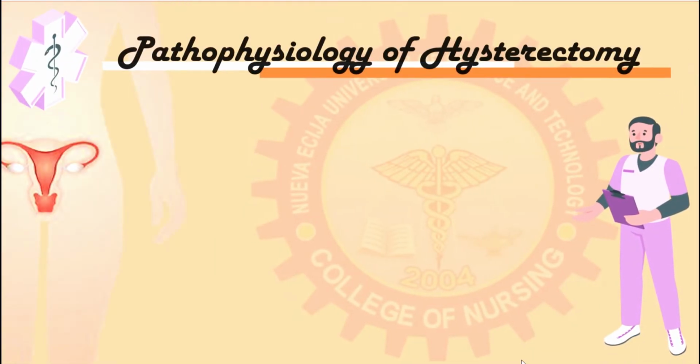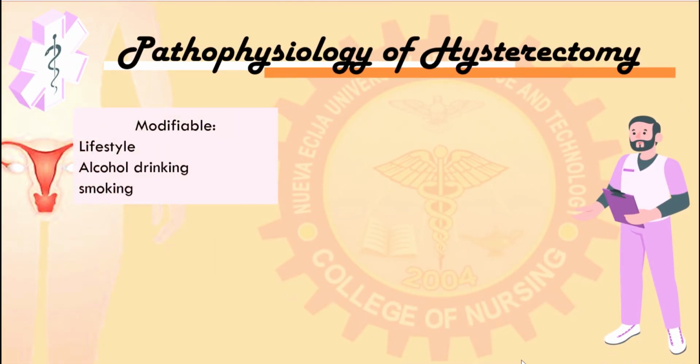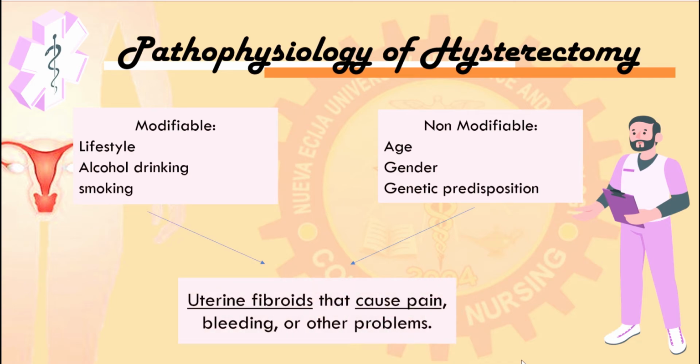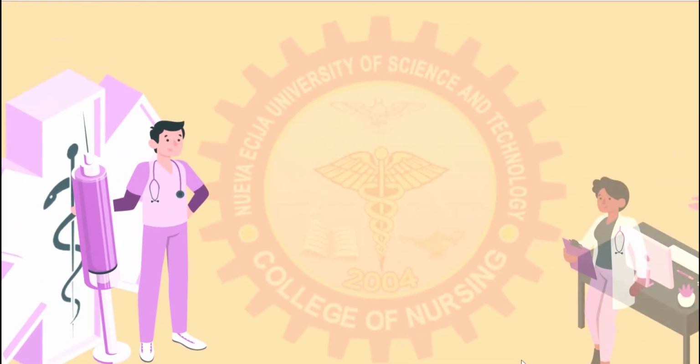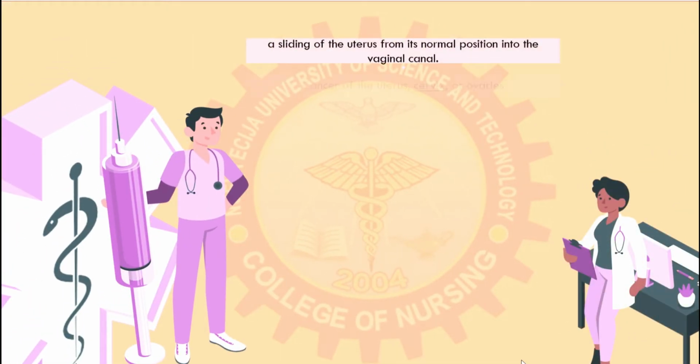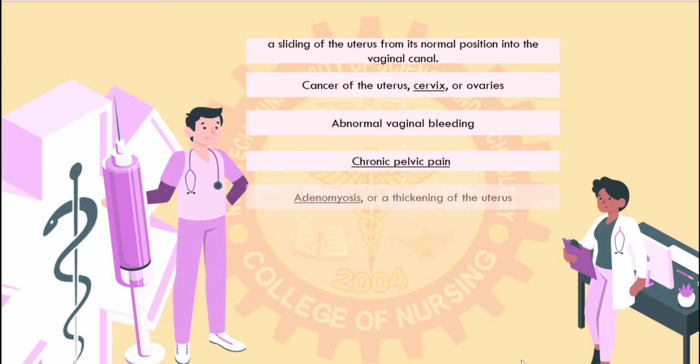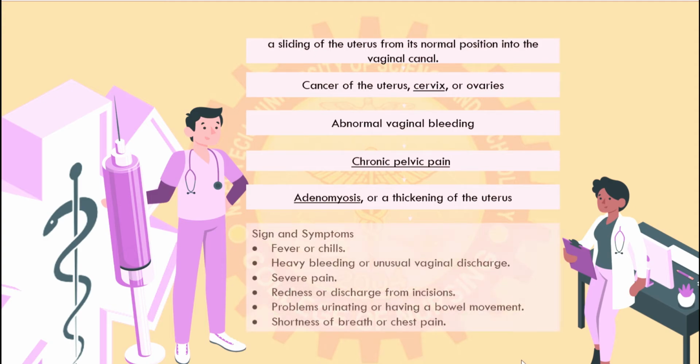For the pathophysiology of hysterectomy, for the modifiable, it includes lifestyle, alcohol drinking, and smoking. And for the non-modifiable, age, gender, genetic, and predisposition that lead to uterine fibroids that cause pain, bleeding, or other, and a sliding of the uterus from its normal position into the vagina, down to cancer of the uterus, cervix, or ovaries that lead to abnormal vaginal bleeding that cause chronic pelvic pain and lead to adenomyosis or a thickening of the uterus.